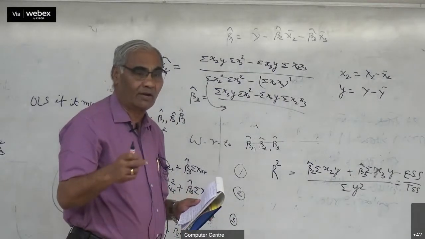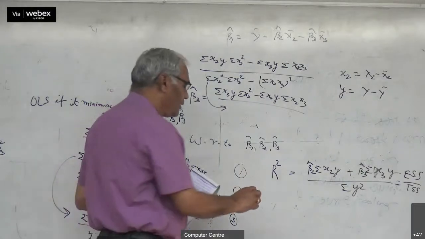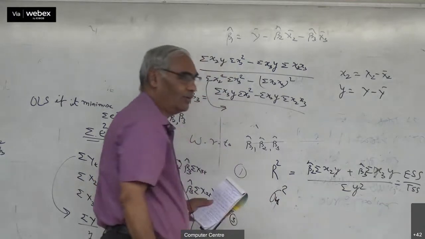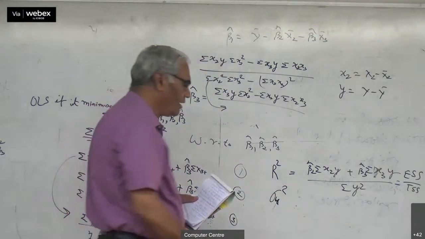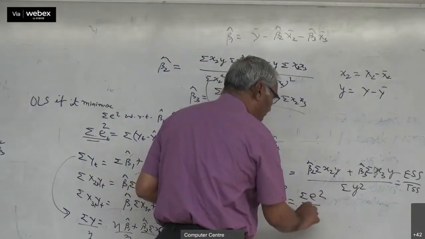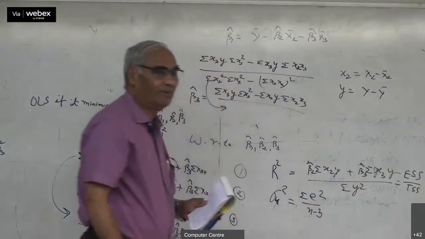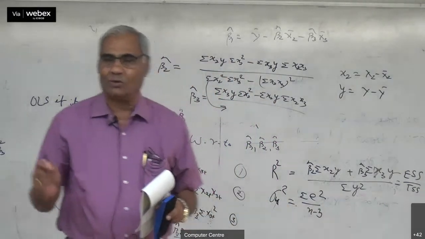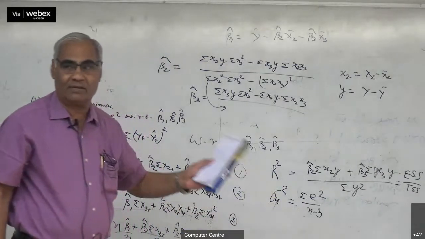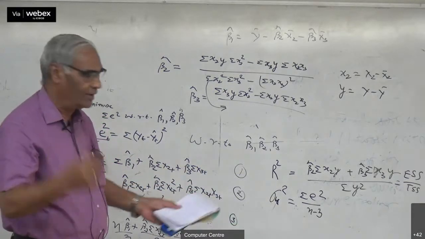Now in order to work out the standard errors of these coefficients, we want sigma u square, meaning the variance of the disturbance term. The variance of the disturbance term is equal to summation e square divided by n minus k. K means 3 here. How many variables are there? Y, x2, x3. 3 variables. So n minus 3. Yesterday we did n minus 2. Today we are using n minus 3 because now we have 3 variables.